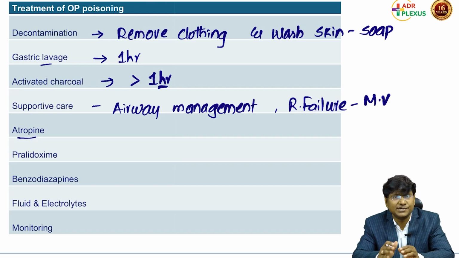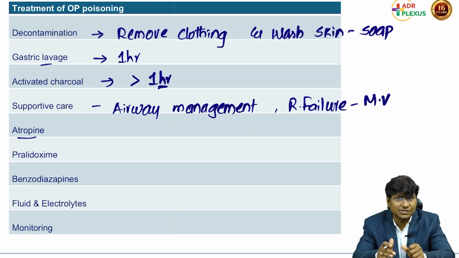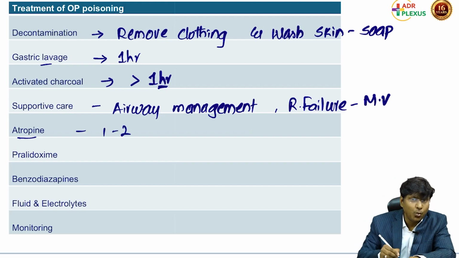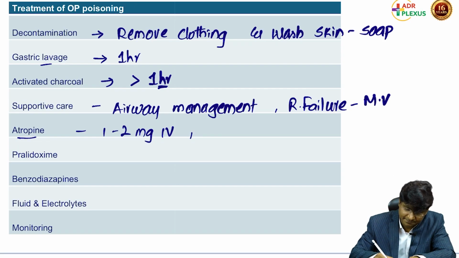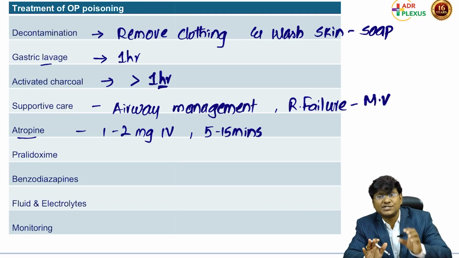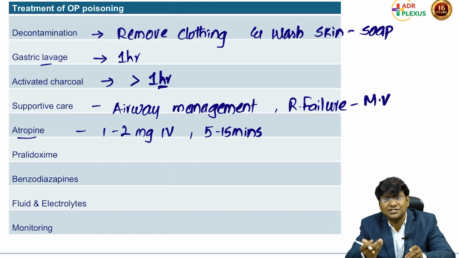Then you give the antidotes. The very important antidote is atropine. Atropine is what? It is an anti-muscarinic agent that blocks the effects of acetylcholine at muscarinic receptors. And what is the dosage of this particular atropine? The initial dosage you need to give is 1 to 2 milligrams IV. So this will neutralize the muscarinic effects of acetylcholine, and this has to be repeated every 5 to 15 minutes until drying of the bronchial secretions and adequate ventilation is achieved.